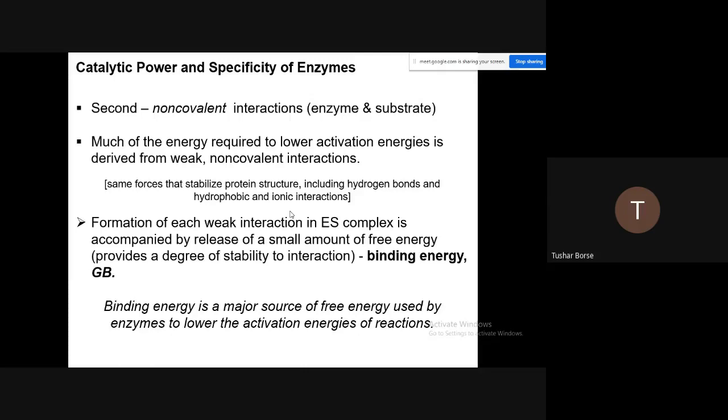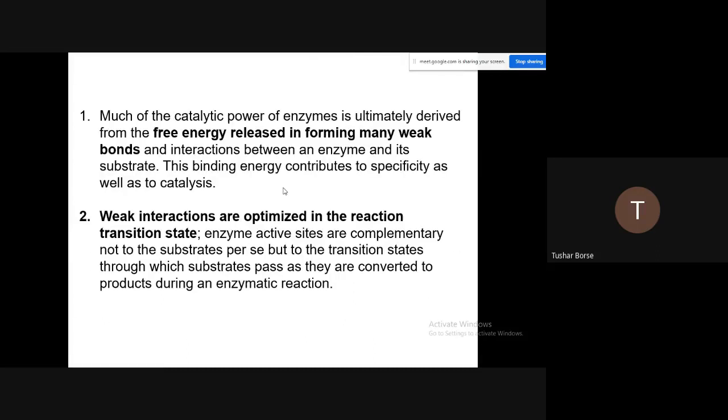Maximization, or the presence of a higher amount of non-covalent interactions, is releasing some amount of energy called the binding energy, and this binding energy is actually responsible for lowering the energy of activation so that the reaction can occur at a faster rate. Fine. So this binding energy is going to give us an idea about the catalytic power or the specificity of the enzymes. Knowing this, these two statements are being made.